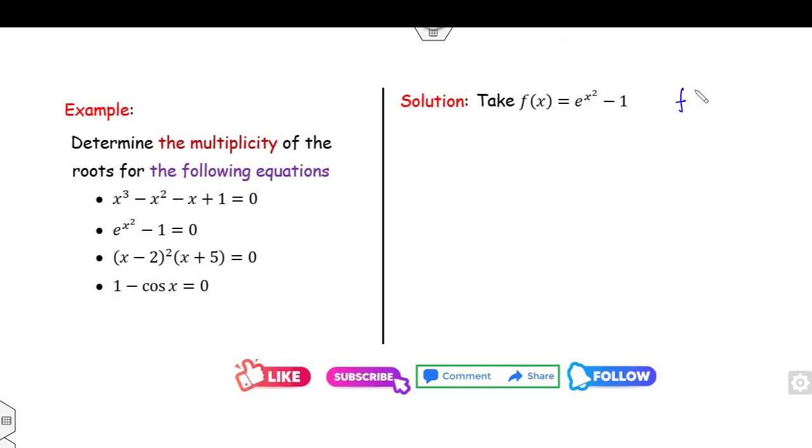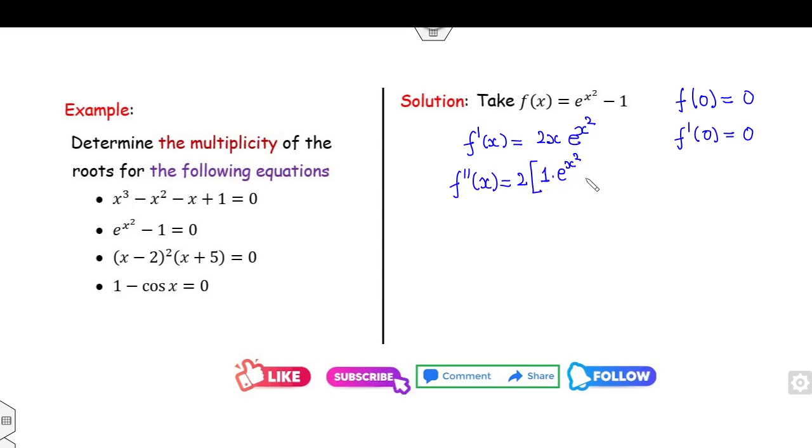Again, clearly x equal to 0 is my root, f of 0 is 0. Now firstly we can find f dash of x. It is 2x e raised to power x square. Again you can see f dash of 0 is 0. I can find the second derivative. What is the second derivative? 2 is outside, so 1 into e raised to power x square plus 2x square e raised to power x square.